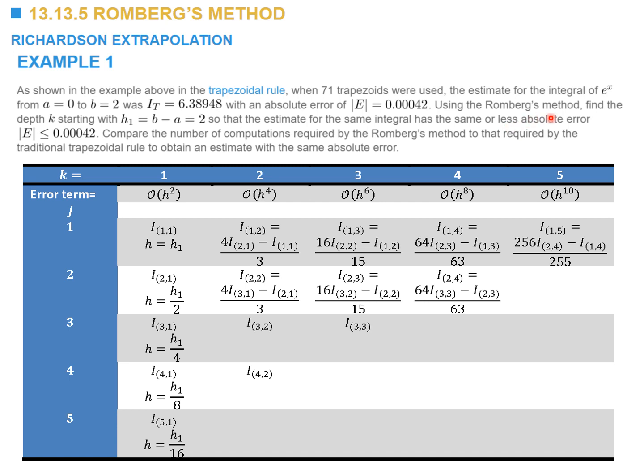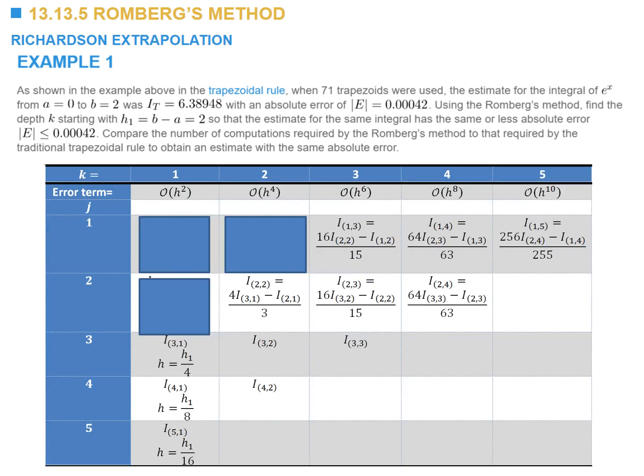Now we'd like to use this new method, which is Romberg's method, applying the Richardson extrapolation to the trapezoid rule. We need to find the depth k, starting from the first h as the whole interval, such that the estimate for the same integral has the same or less absolute error, which is the error obtained when we used 71 trapezoids. And we want to see how Romberg's method compares to simply using the trapezoid rule without it.